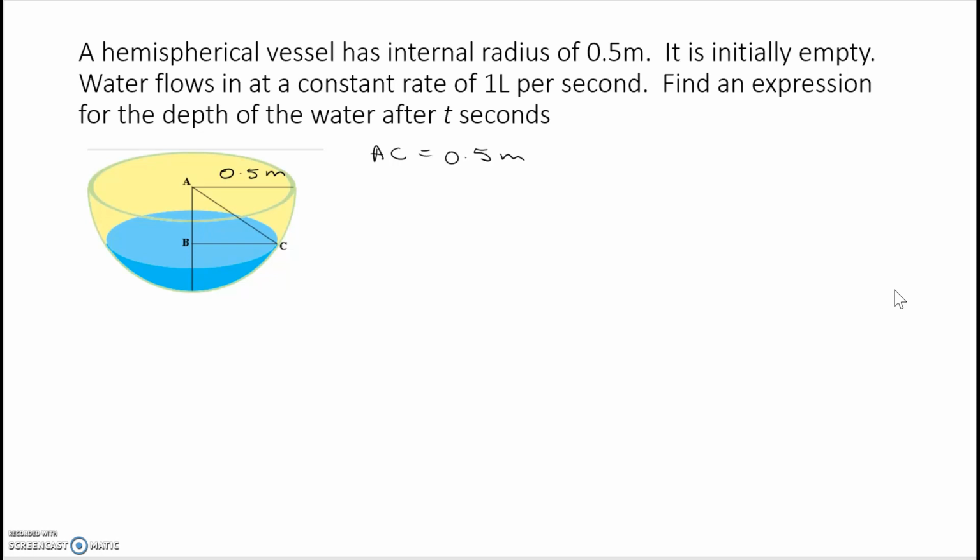If we look at AD, that is equal to 0.5 as well. So if we call BD H, then AB is going to be 0.5 minus H. Now, after T seconds, the amount of water in the vessel is going to be 1 T litres. So that's after T seconds.